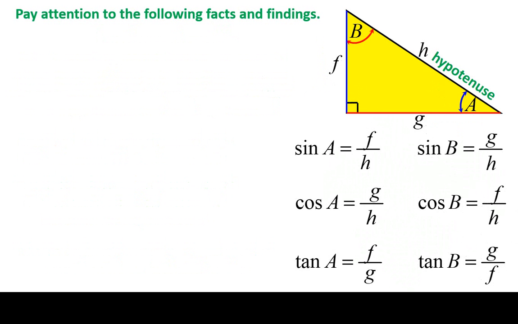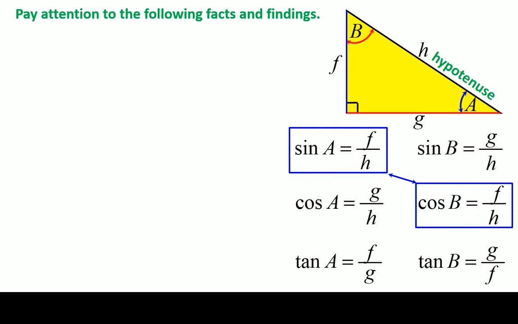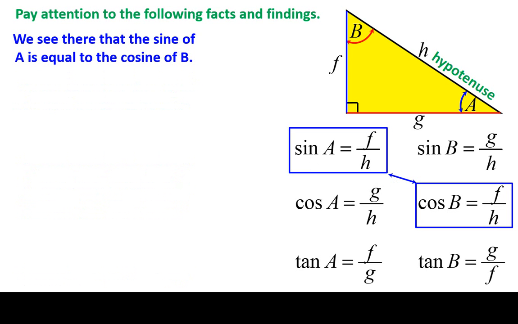Now that we have all of the three trig ratios of the two angles, we will pay attention to some facts and findings. The first one, as you can see, sine A is equal to F over H. Cos B is equal to F over H. So it is clear that sine A is equal to cos B.